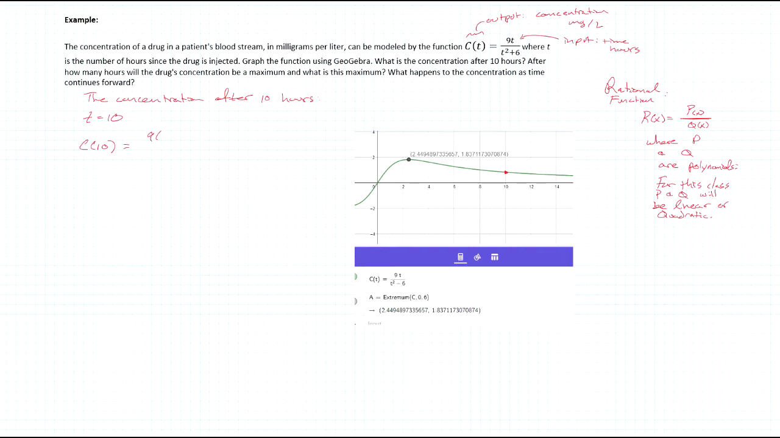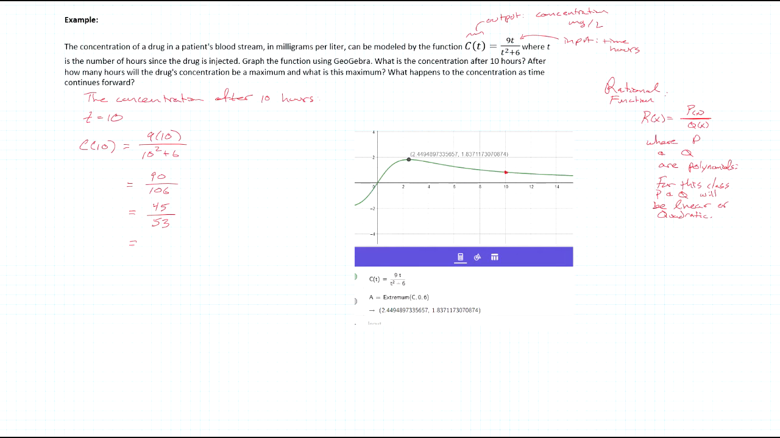So we'll get 9 times 10 over 10 squared plus 6. And this will give us 90 over 106. Should always reduce our fractions here. Both of them can be divided by 2, so 45 over 53. And if we got a decimal, decimals are actually nice for concentrations, and that's pretty standard in the field to be reporting that way because you can think of it as percentages.